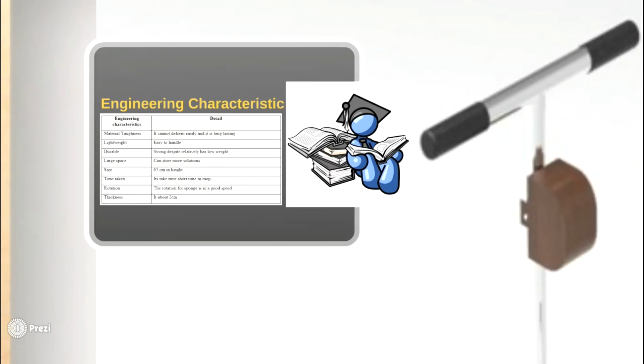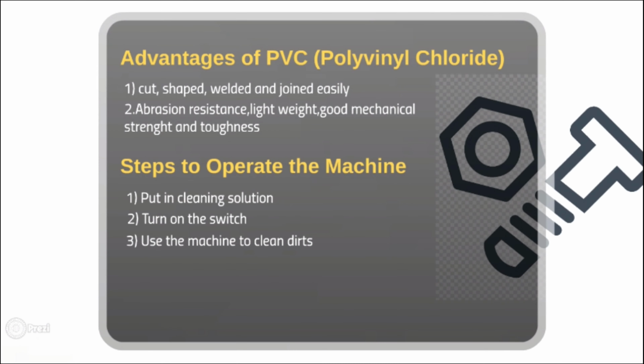Mainly, I want to talk about the material that we used. It is PVC, which is polyvinyl chloride. Why do we use PVC? It is because PVC can be cut, shaped, and joined easily in a variety of styles. Besides that, PVC's abrasion resistance, lightweight, good mechanical strength and toughness are key technical advantages for its use in building and construction applications. In conclusion, PVC is the best material for our product.